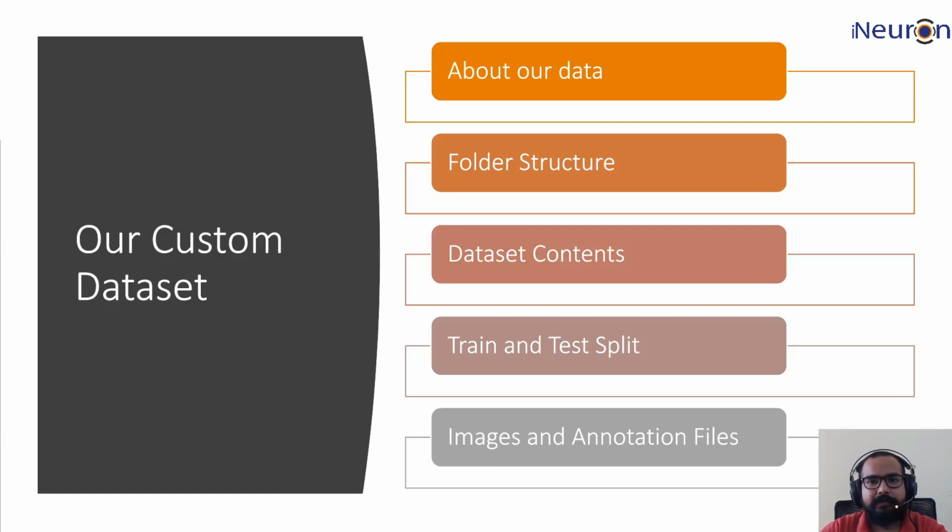So here we'll be talking about the dataset that we'll be training our own custom detector on. We'll be talking about the folder structure, what the dataset contents are, how the train and test split has been done, and then the images and the annotation file.